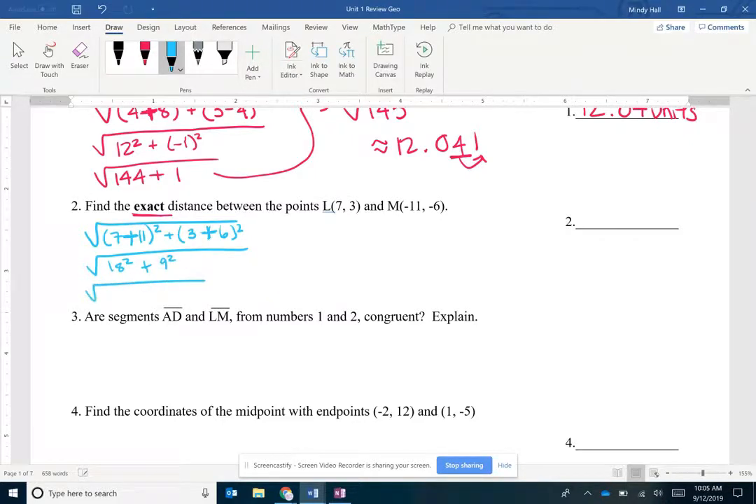So then 18 squared is 324 plus 81, which is 9 squared. So 324 plus 81 gives us 405. And again, because we want the exact distance, we have to break this down. So I know I can divide by 5. So this gives me 81 times 5. And then 81 is a perfect square, so that can move out. The square root of 81 is 9, so it is 9 root 5 units.